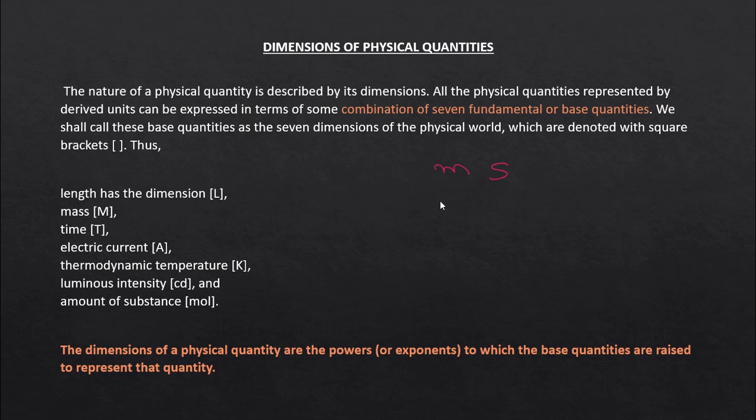But if you want to write the unit for the velocity, you have to make some form of this, which is meter per second. So this is called the derived unit, which is the combination of base units. Okay. So we shall call these base quantities the 7 dimensions of the physical world, which we denote with the square brackets. So length has the dimension L, mass has the dimension M, time has the dimension T, electric current A, thermodynamic temperature K, luminous intensity CD, and amount of substance as mole.